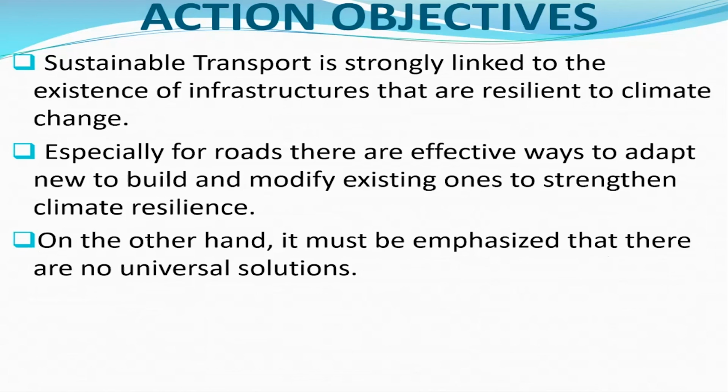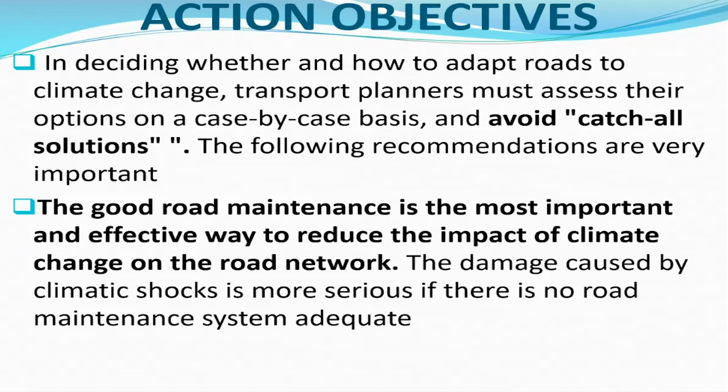Sustainable transport is strongly linked to the existence of infrastructure that is resilient to climate change, especially roads, which are effective ways to adapt: new ones to build and existing ones to modify to strengthen climate resilience. On the other hand, it must be emphasized that there are no universal solutions. In deciding whether and how to adapt roads to climate change, transport planners must assess their options on a case-by-case basis and avoid catch-all solutions. The following recommendations are very important.